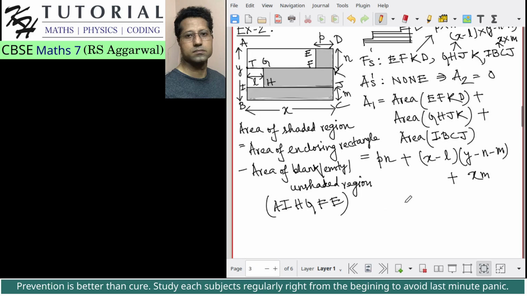So the area of the unshaded region is equal to, I can say, the area of the rectangle ATFE plus the area of the rectangle TIHG.